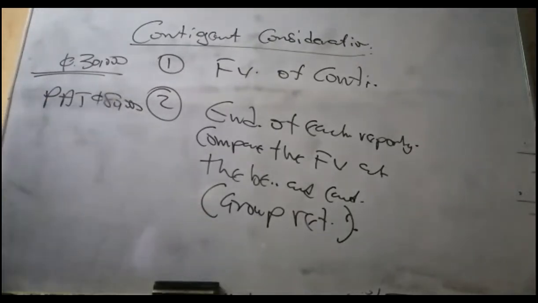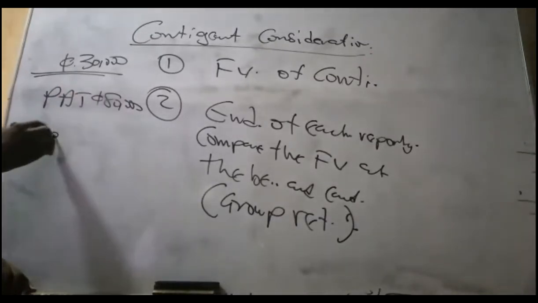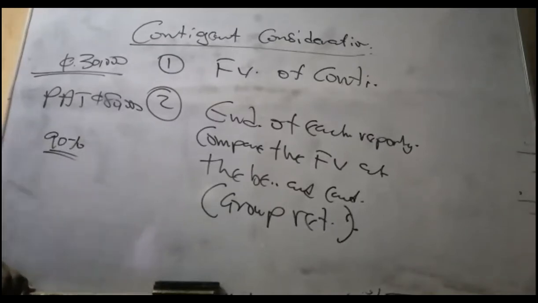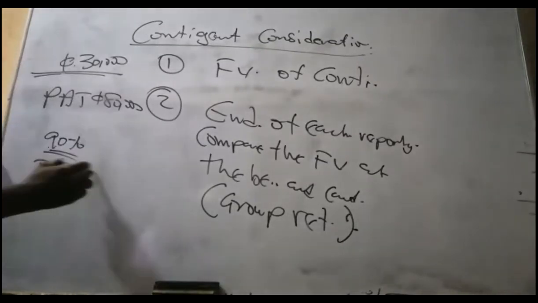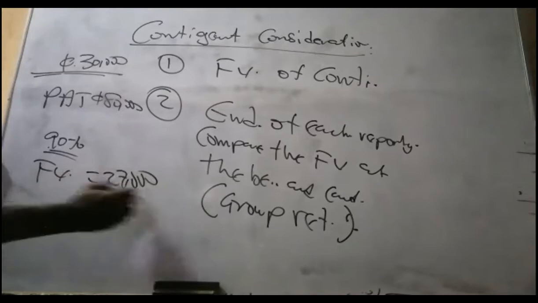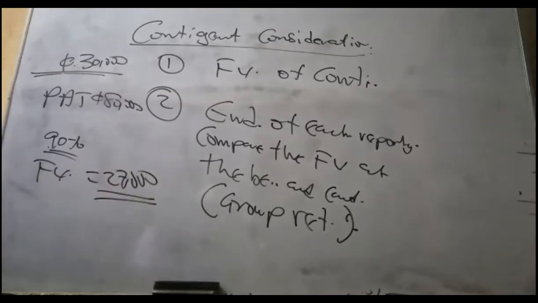So let's assume that at the end of the first reporting period, the subsidiary is likely to achieve this. However, due to trading difficulties, the subsidiary will be able to achieve only 90% of this. So the subsidiary is 90% sure. That means the fair value at the end of the reporting period will be 90% of 30,000. That would be 27,000. Wow. So here the parent has made a gain. This is not a loss.